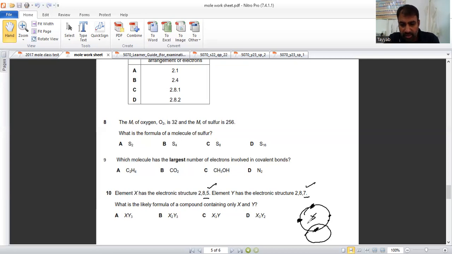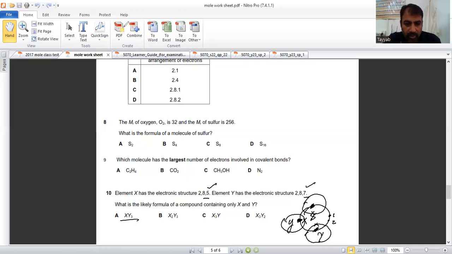One of the 7 is here, so it will form a covalent bond with it. Y's electronic structure is completed. After sharing 1 electron, it becomes 8. But still for X, it is 1, 2, 3, 4, 5, 6, not yet 8. Again, another Y atom. I'm explaining in detail so that you can understand. And again, for it, one other. So Y3 and X is 1. So it is XY3. Hope you understand how to determine the molecular or empirical formula with the help of electronic configuration.